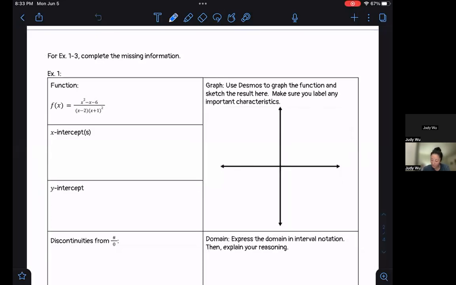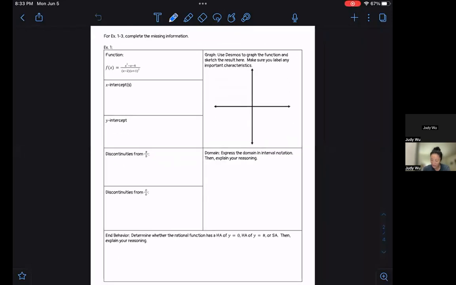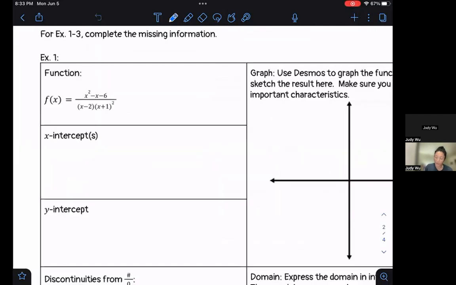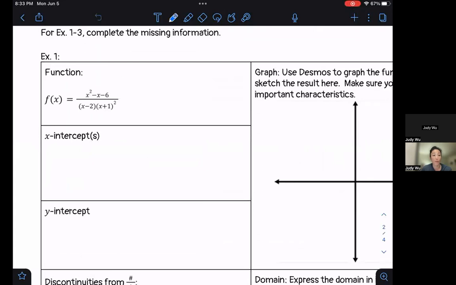And as you can see by this page, we've got a lot of information that we're trying to answer here, right? In this case, the only thing we're given is the equation or the function. And it turns out from here that we can actually find out everything there is to know in terms of intercepts and discontinuities and end behavior and domain. All of that is there, okay?